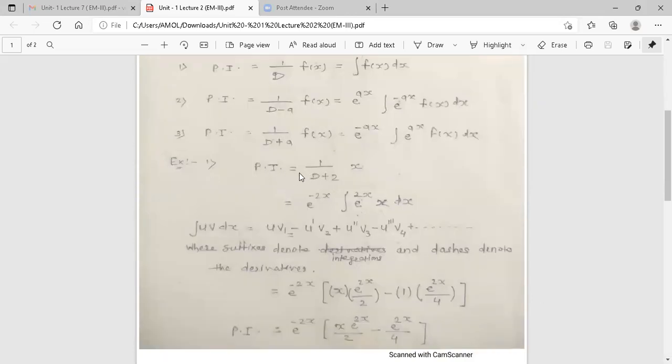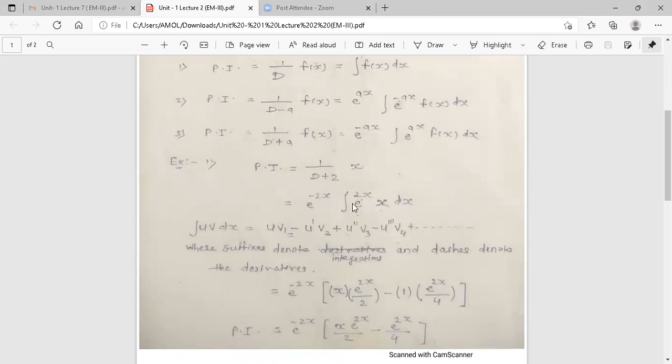Now the example. Find the PI for 1 upon D plus 2 into x. Here the function is x, a linear function, and the factor is D plus 2, meaning D is equal to minus 2. So use the third formula here, and the formula is e to the power minus 2x into integration e to the power 2x into x dx.